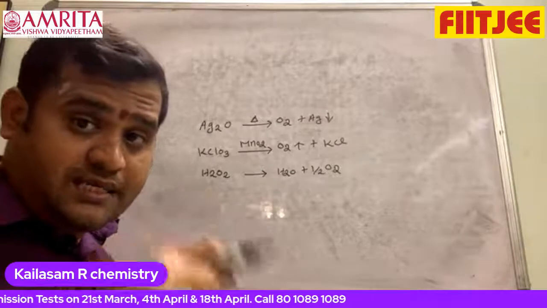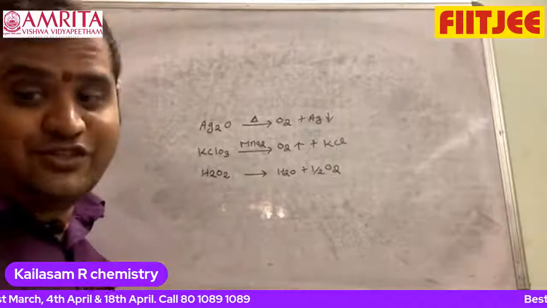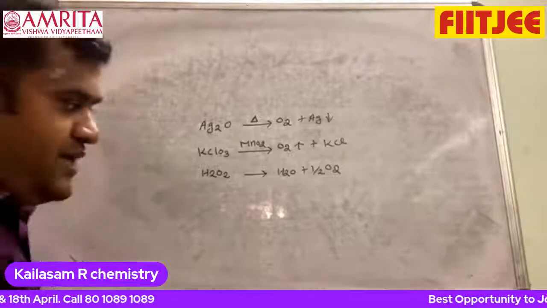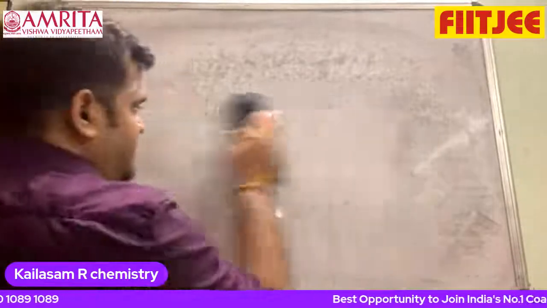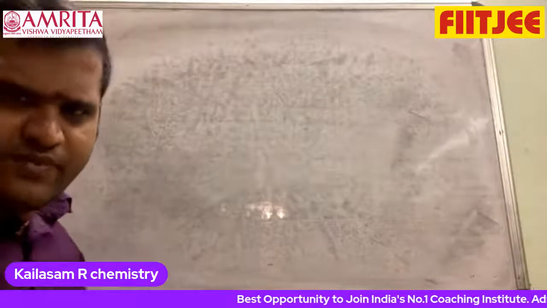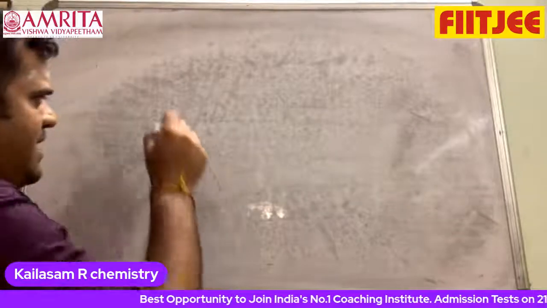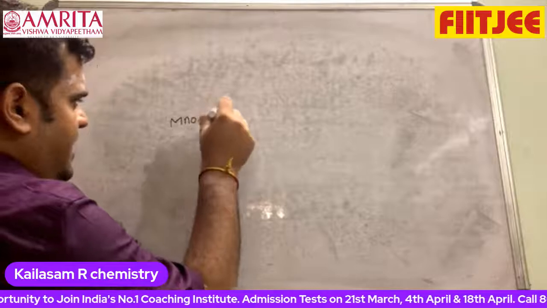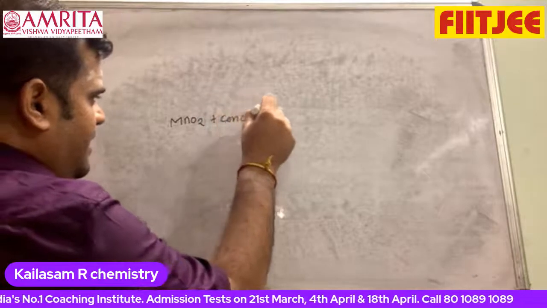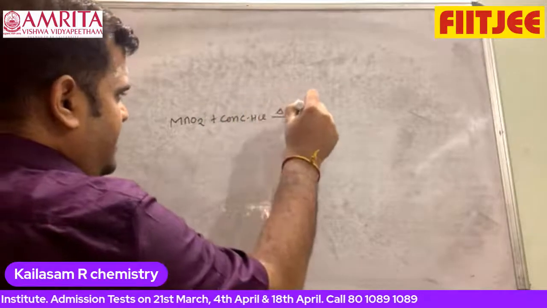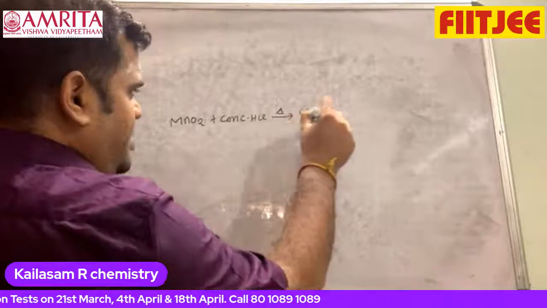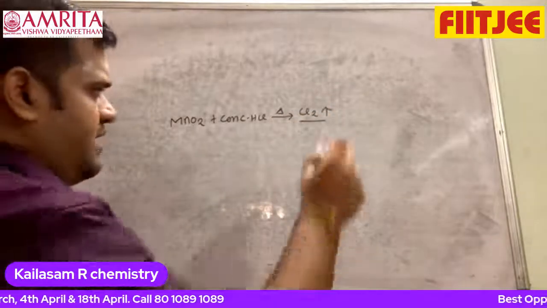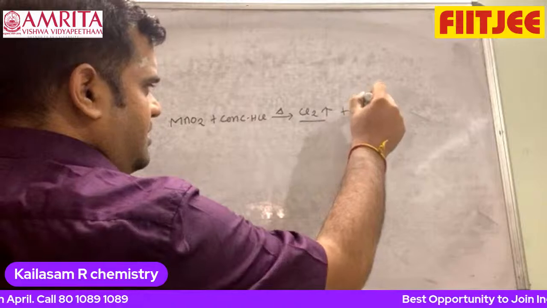So then how to prepare Cl2, Br2, I2 gas? That's very interesting. I'll take a simple example. I'm taking MnO2 plus HCl. With mild heating, it liberates Cl2, which is greenish yellow, and Mn2+ is formed. It is a redox reaction.